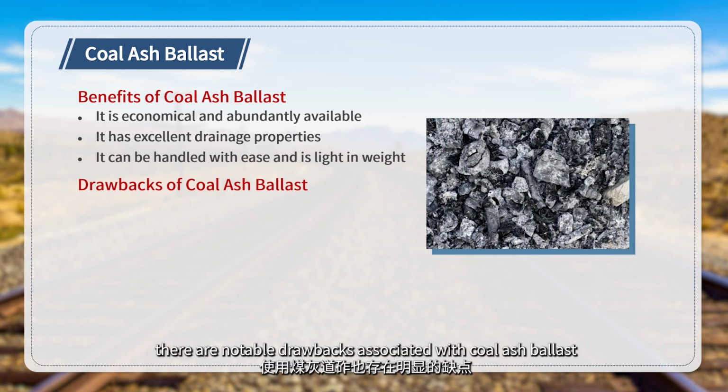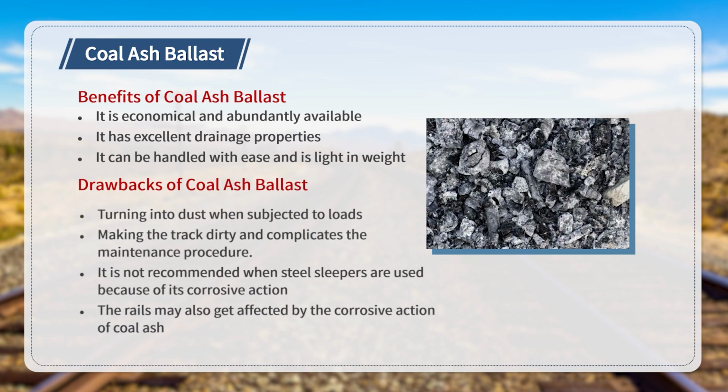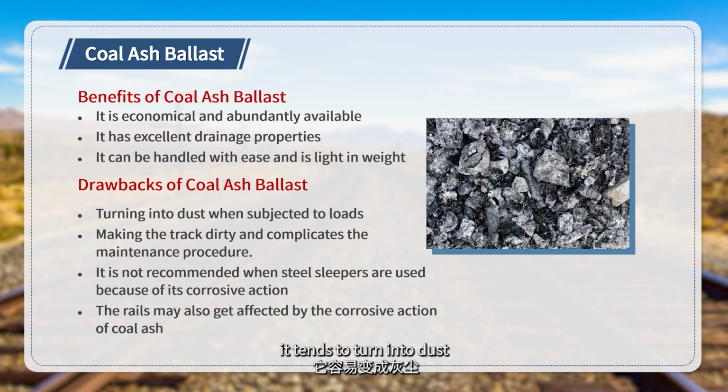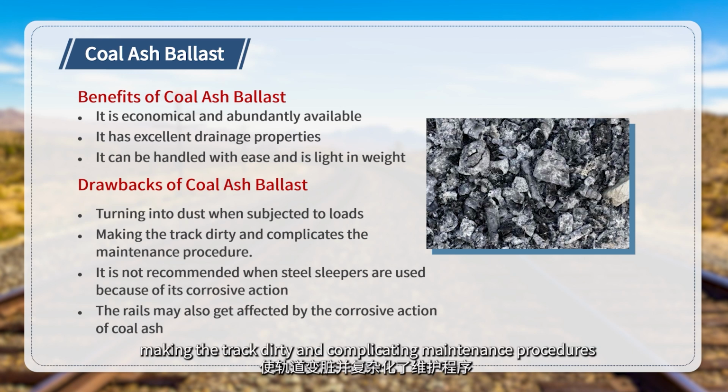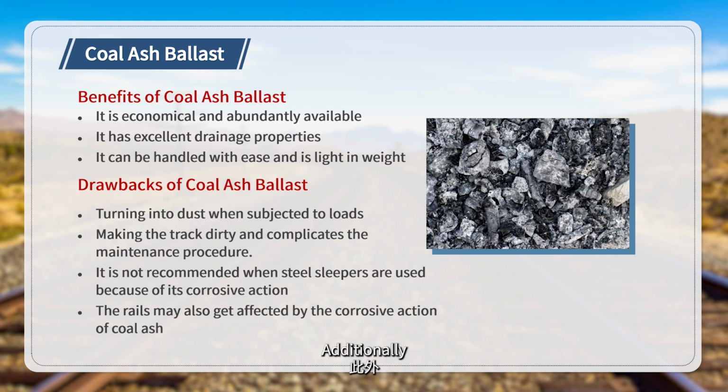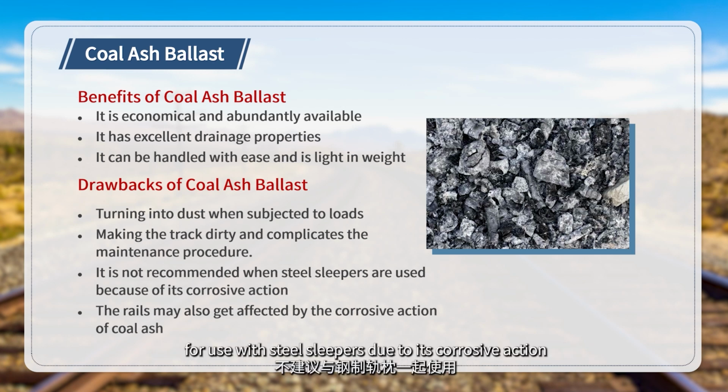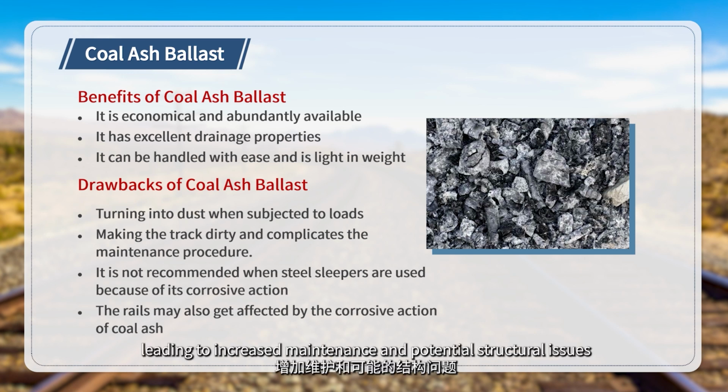However, there are notable drawbacks associated with coal ash ballast. When subjected to loads, it tends to turn into dust, making the track dirty and complicating maintenance procedures. Additionally, it is not recommended for use with steel sleepers due to its corrosive action, which can affect both the sleepers and rails, leading to increased maintenance and potential structural issues.